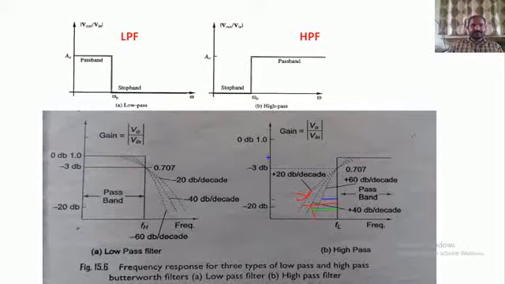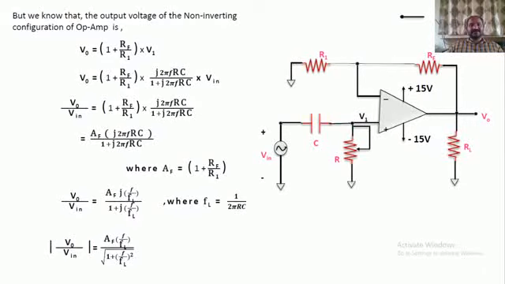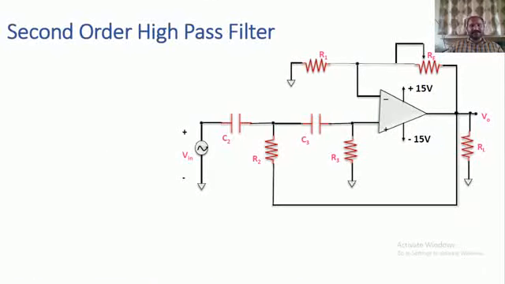Now we'll go for the high pass filter. We are interested in checking the second order high pass filter. What is the use of increasing the order of the filter? To avoid accepting unwanted signals. To improve the rejection of unwanted signals, we are increasing the order of the filter.